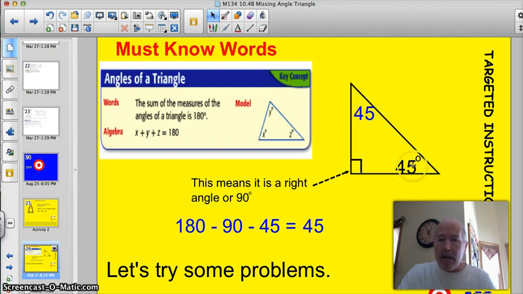I've got 45 plus 45, that is 90, and then of course add that to the other 90 degree angle, you have 180. I love working with right triangles because they always have half of the angles in a triangle. 90 is half of 180.